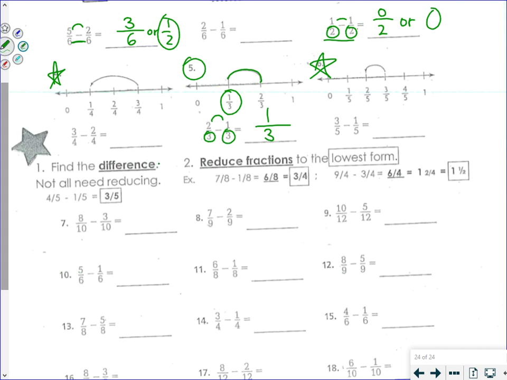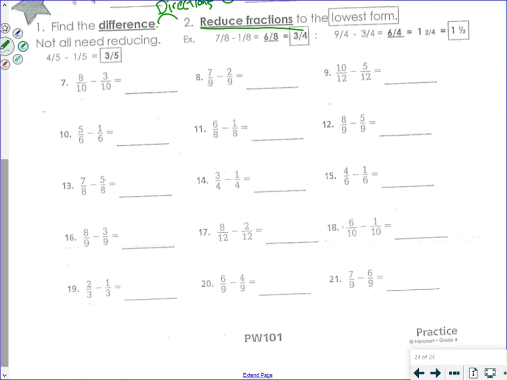Okay, once again, just directions. Okay, reduce if you need to. Okay, so we're going to do 7, 9, 8 will be extra practice. So same denominators. So 10. 8 minus 3 is 5 or 1/2, right? Because if I divide this by 5, divide this by 5, that gives us 1/2. Okay.